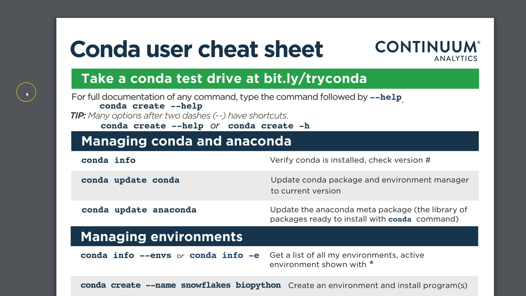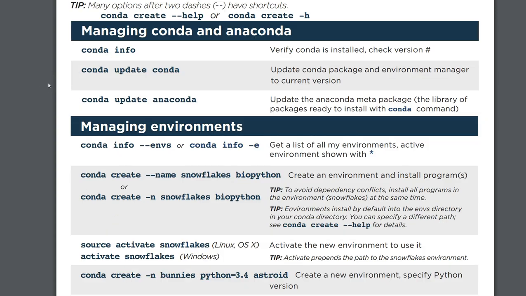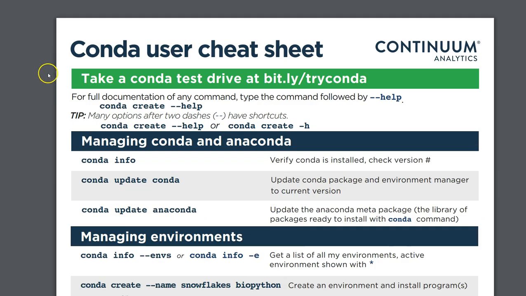And you can, like I said, just hit Google, type in Conda user cheat sheet. This one's directly from Continuing Analytics. It's probably the first one that'll come up. So that one's useful as well. And again, you can find most of this stuff at the command prompt itself.